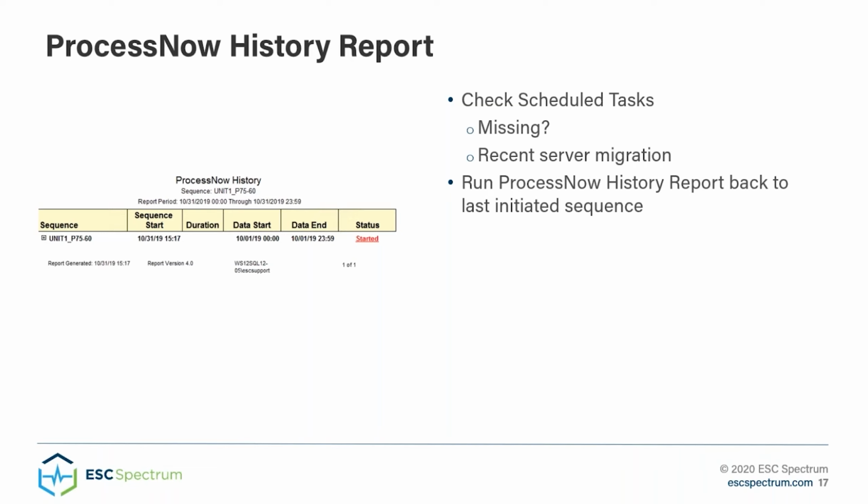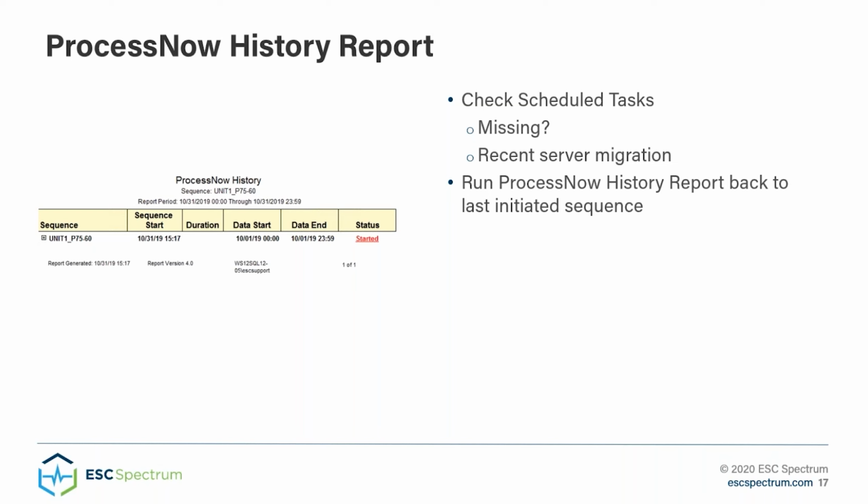We've seen over the last year or so a lot of people migrate to a new server. And one of the steps in a server migration process, so this is when you actually take your database and move it over to a brand new server, is that you need to export those scheduled tasks for ProcessNow. And that can be an easy step to miss in the server migration process. So we've seen customers who run this report and say, hey, these things haven't run since we migrated servers. Well, that's because they're not set. So you need to export those tasks over or recreate them.